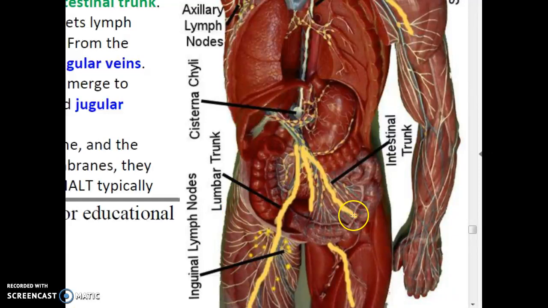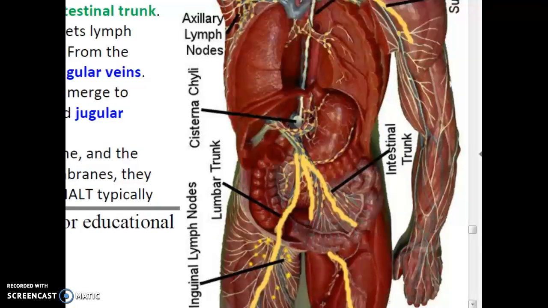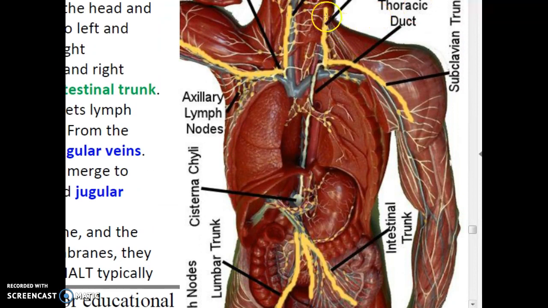Now the intestinal trunk and the lumbar trunk, they're going to drain into this thing called the cisterna chyli, and that drains into the thoracic duct, which the left subclavian, the left jugular, and the left bronchial mediastinal all drain into. So this right one, it really is pathetic because you only have the right jugular, the right subclavian, and the right bronchial mediastinal draining into that.